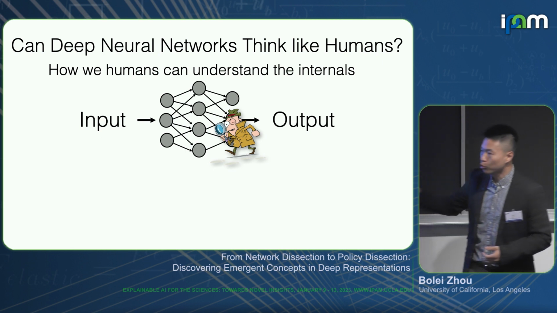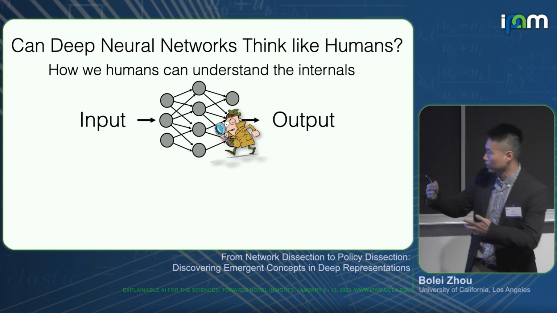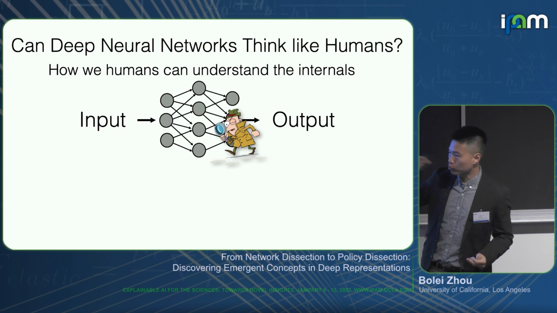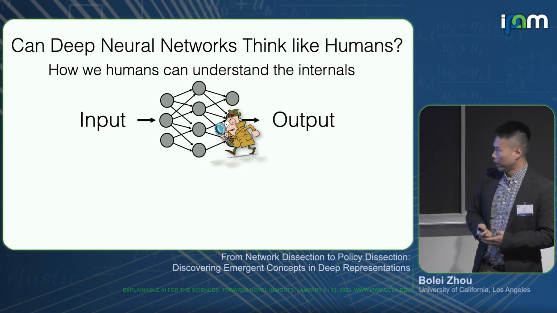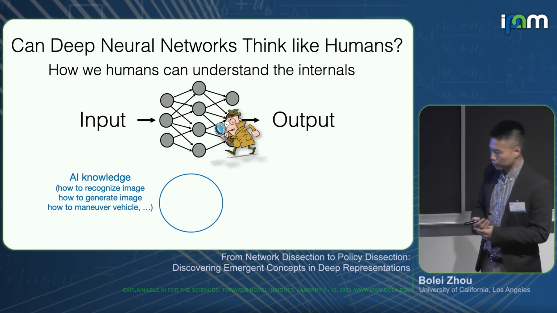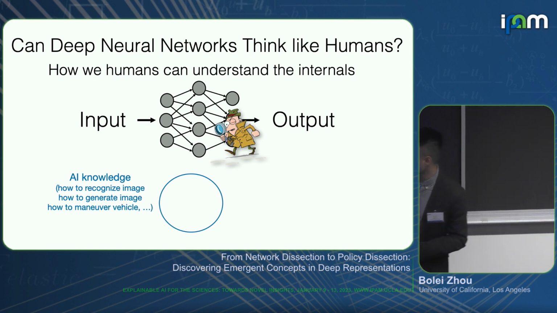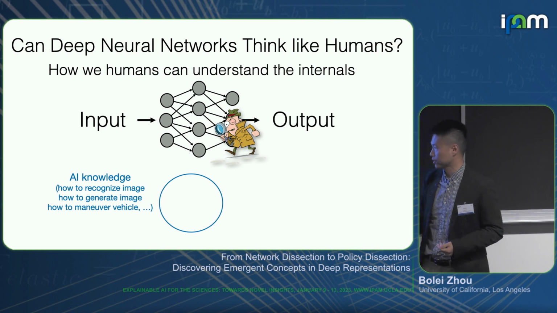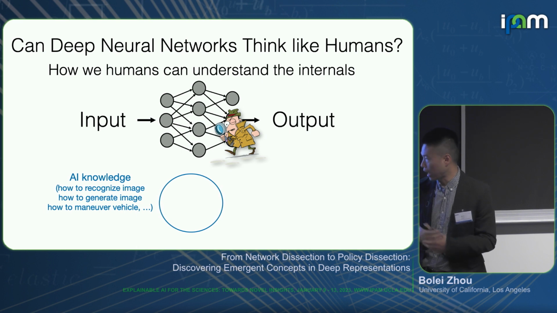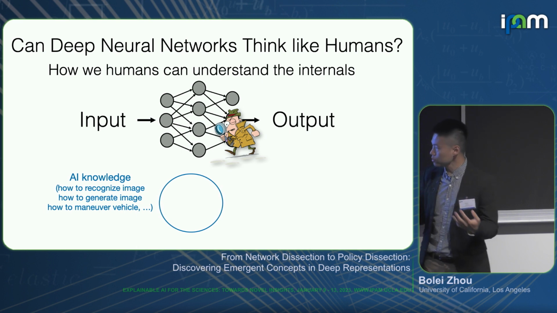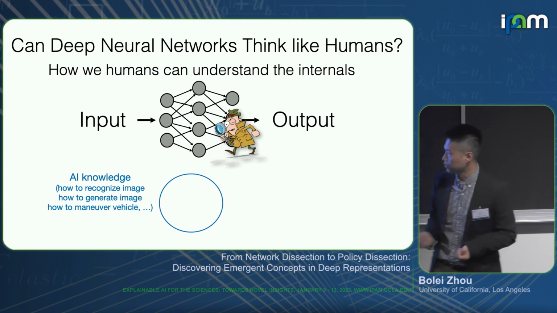So we want to look into their deep representation, see how they do the processing, how they can process the raw input and generate the meaningful outputs. So that it's related to the discovery of AI knowledge, right? So we train this model to solve a lot of domain tasks, like how to recognize images, how to generate images, and how to maneuver vehicles. So trained in a pure data-driven way, we have the representations.